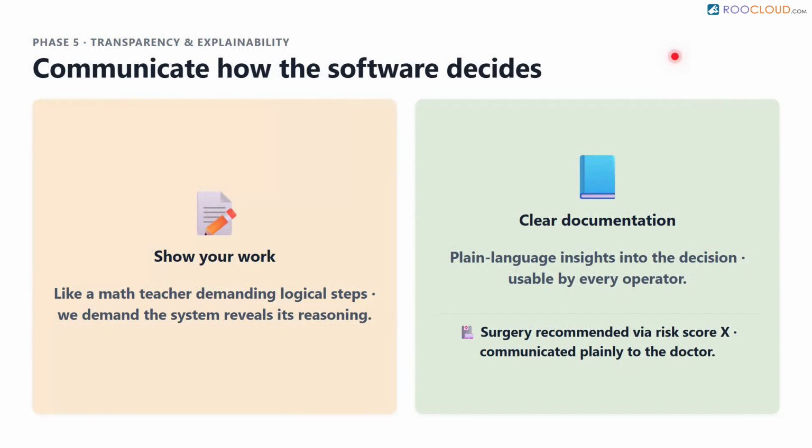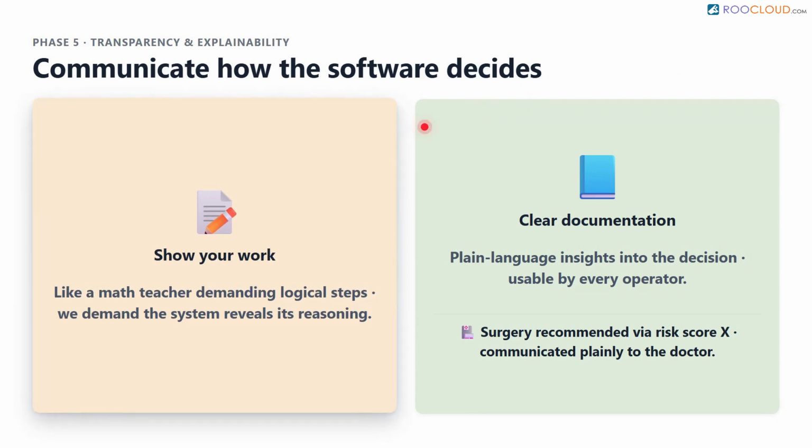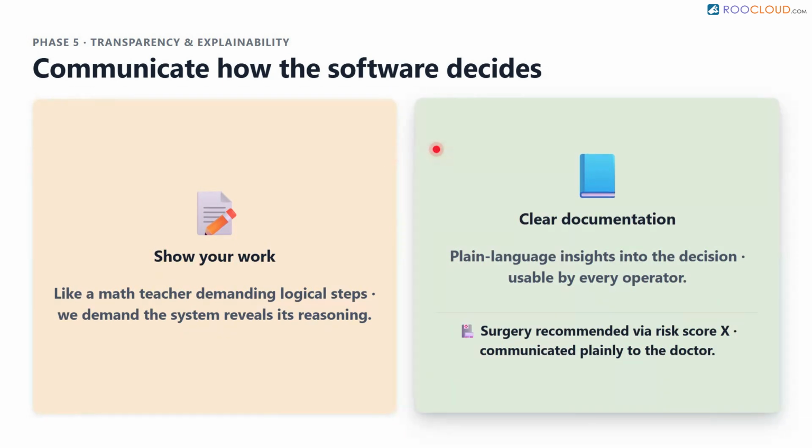Phase 5 focuses on transparency and explainability. We must be able to understand and communicate exactly how the software arrived at a specific conclusion. Like a math teacher demanding that students show their work on a test rather than just writing down the final answer, we demand the system shows its logical steps.